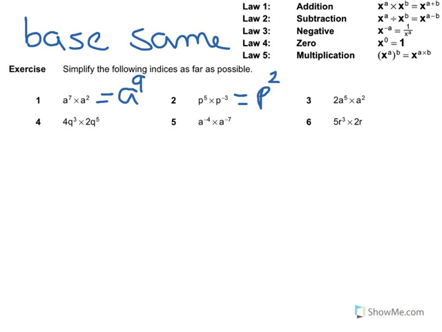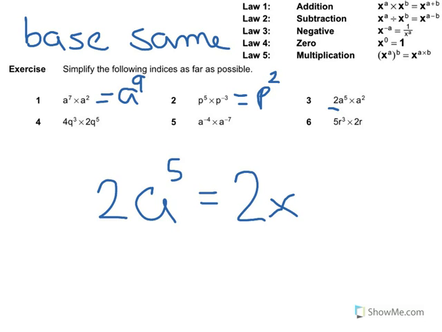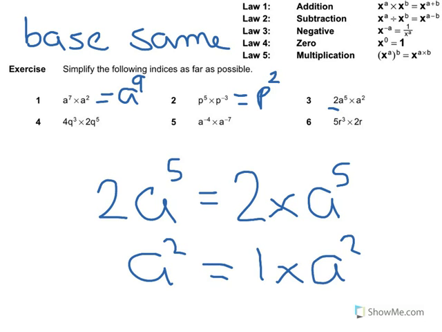Now the next one looks a little bit different. Question 3, we've got this 2 at the start. Now remember, 2a to the power of 5 is the same as 2 times a to the power of 5. So in this question, we just treat the numbers differently, because you've got a squared. Well, really, you could think of that as 1 times a squared.